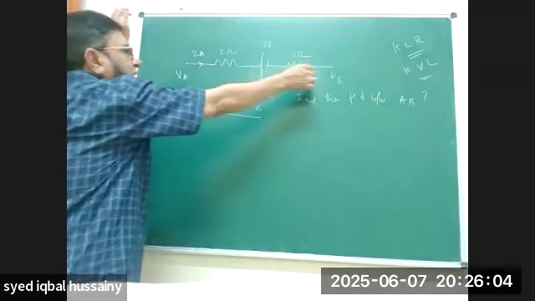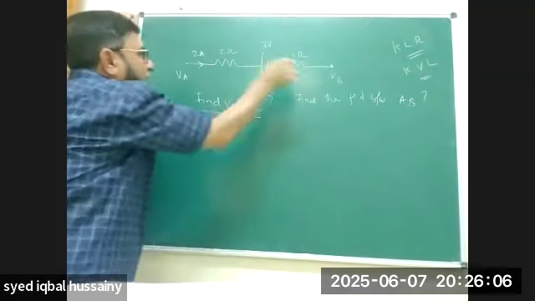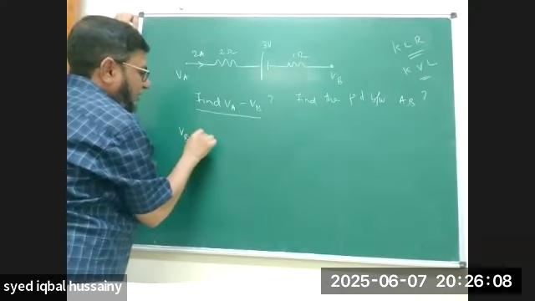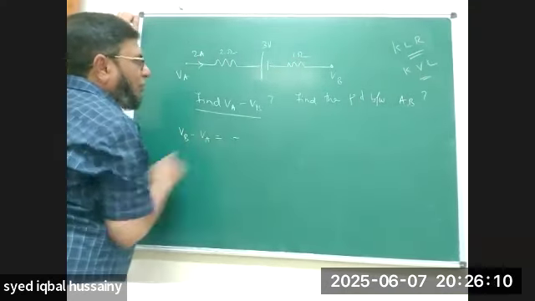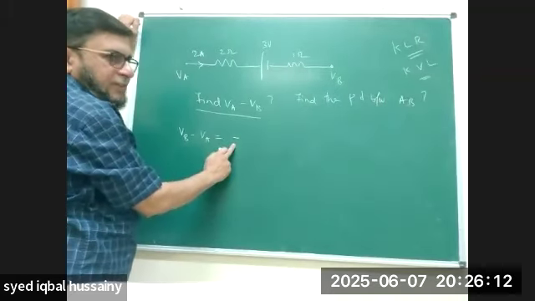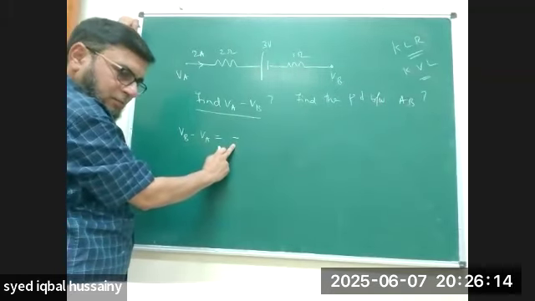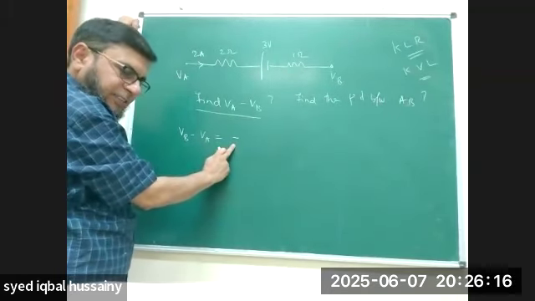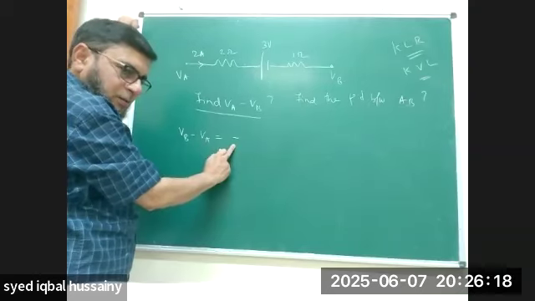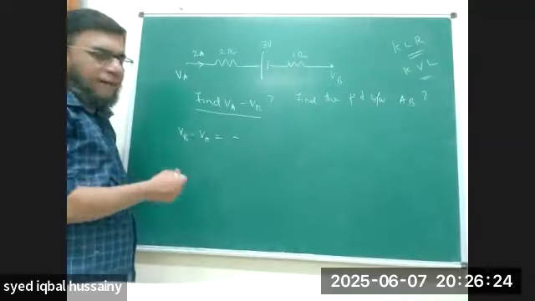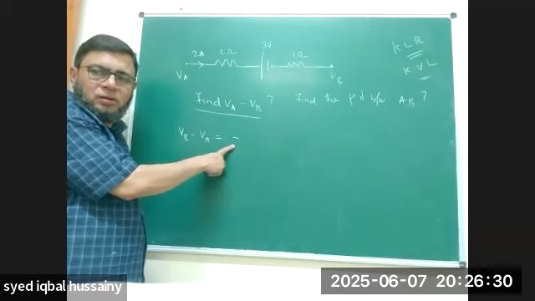So if this is high potential, VB to VA, VB minus VA will be equal to minus... What's the formula? Along the direction minus. What's the formula? First tell me the formula. Minus W by... minus I into R. Very good. Minus I into R.